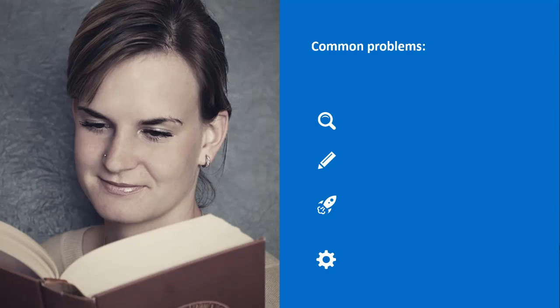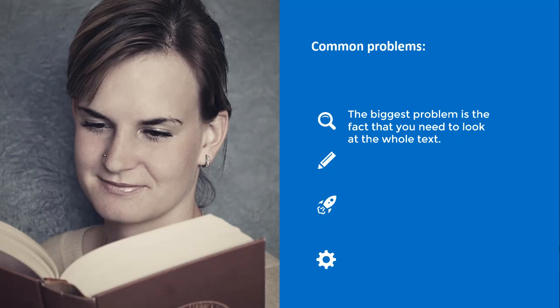So let's look at some common problems. The biggest problem is the fact that you need to look at the whole text. So in other words, it's going to take you a long time. The answers might not be the main idea of each paragraph, so just skimming is not going to give you the correct answer. So this is where a lot of other strategies and techniques fall down, because if you're just skimming, you might not be able to find the correct answer.